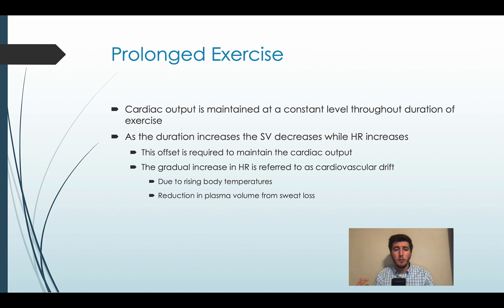And there's a couple of reasons for that. One, the heart rate is being increased due to rising body temperatures. There's also a big reason why you're seeing changes in stroke volume, which is that you're actually losing plasma volume due to sweat losses. So where I said that it's a closed system, during prolonged exercise, you're actually going to be manipulating that volume of blood based on sweat losses as well. So your stroke volume is going to be adjusted because you're losing volume of blood.